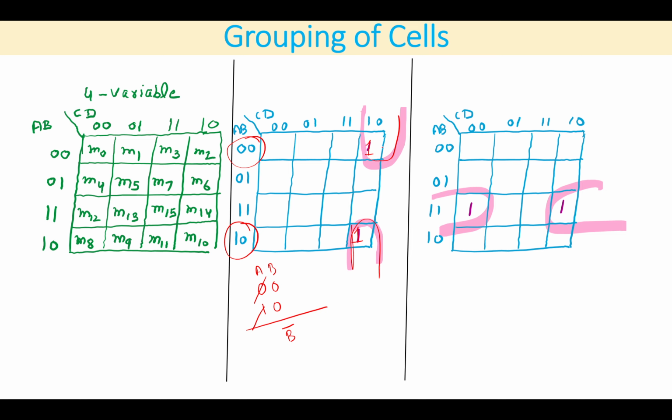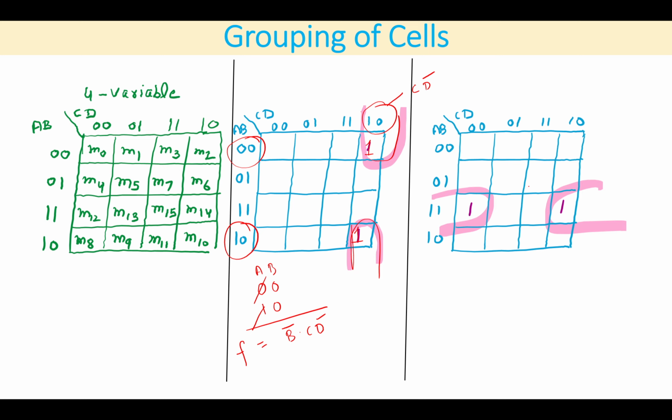Okay, and now we come to this value. What is this value? This value is C D bar. So ultimately the final expression is B bar, and this one C D bar. Okay, this is the Boolean function of this K-map.